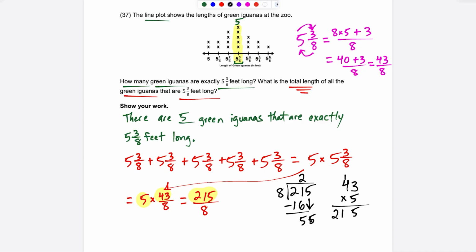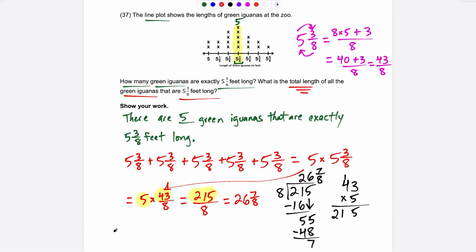And now 8 goes into 55 6 times. If we did 8 times 7, that would be 56, which goes too far. So we could get as close as 8 times 6. And 8 times 6 is 48. We subtract, and we have a remainder of 7. So our remainder of 7, we could go over 8 like this. And this tells us our final answer is 215 over 8, or we could say 26 and 7/8. But let's write out our answer more formally.